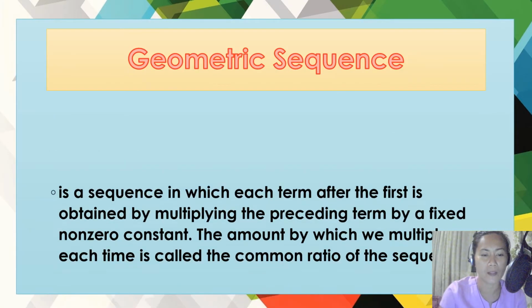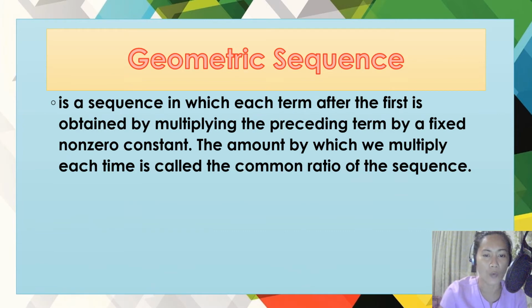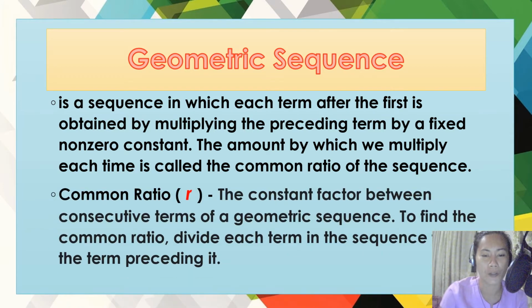A geometric sequence is a sequence in which each term after the first is obtained by multiplying the preceding term by a fixed non-zero constant. The amount by which we multiply each time is called the common ratio of the sequence. Common ratio, the constant factor between consecutive terms of a geometric sequence. To find the common ratio, divide each term in the sequence by the term preceding it.